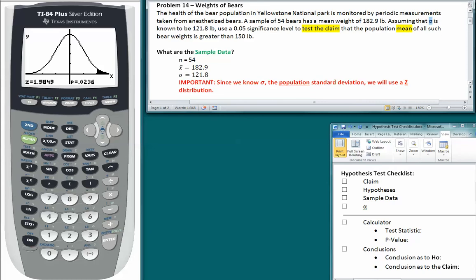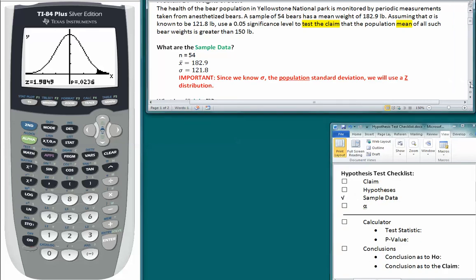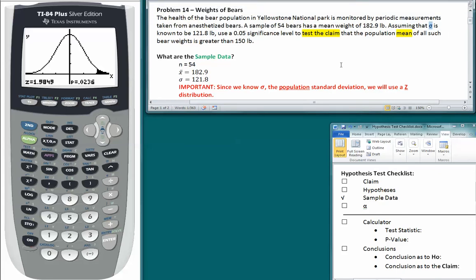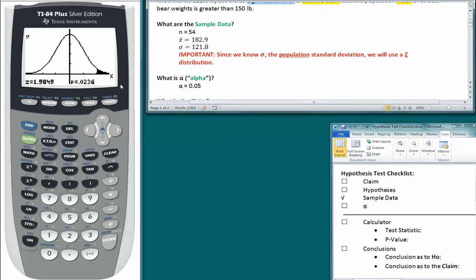But let's keep going. Oh, by the way, we now know our sample data. So I'm going to come over here and put a little check mark in the sample data box. So we're making some progress on our checklist. What's next? What is alpha? Well, if we come back here in the problem, you will see use a 0.05 significance level. Well, that's alpha. The symbol for significance level is alpha. So down here I've noted alpha is 0.05. So I'm going to check off alpha on our checklist here. So we're making good progress.